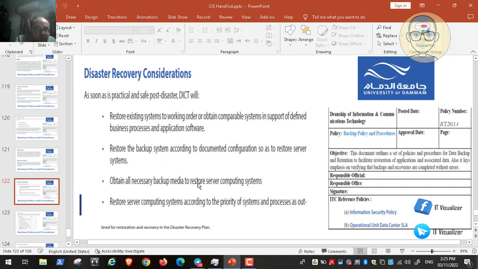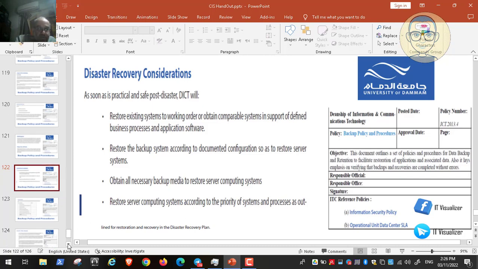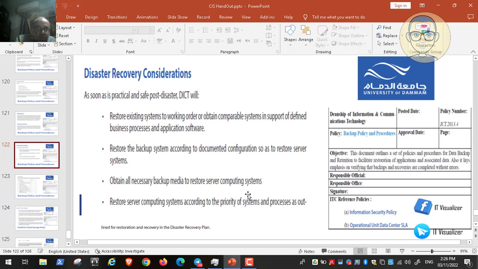Obtain all necessary backup media to restore server computing systems. So you should ask for the backup media. Maybe this backup media is outside the IT office, maybe it's at an off-site location. You should ask for these tapes to restore. Restore server computing systems according to the priority of systems and processes outlined for restoration and recovery in the disaster recovery plan. This depends upon the importance of the system itself.